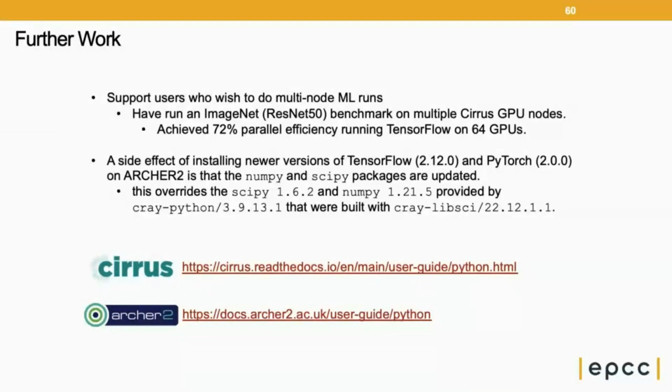And then I found recently something else to watch out for is a side effect of installing the newer versions of TensorFlow and PyTorch on ARCHER2, is that they do provide newer versions of NumPy and SciPy, newer compared to the ones provided by the HPE Cray Python module. And so that may have an impact on performance because those particular versions, 1.6.2, 1.2 and 1.5 have been built against the particular Cray libsci library. I just put it here to remind myself to talk to Cray HPE about this.